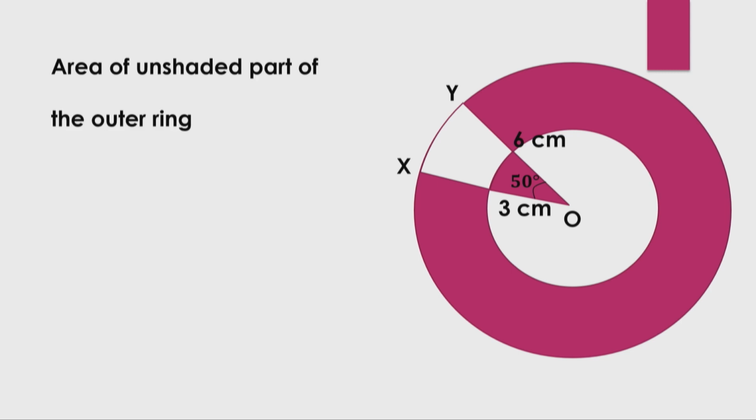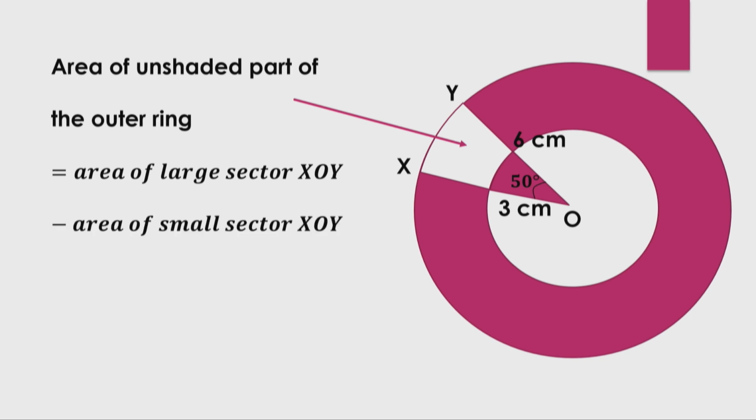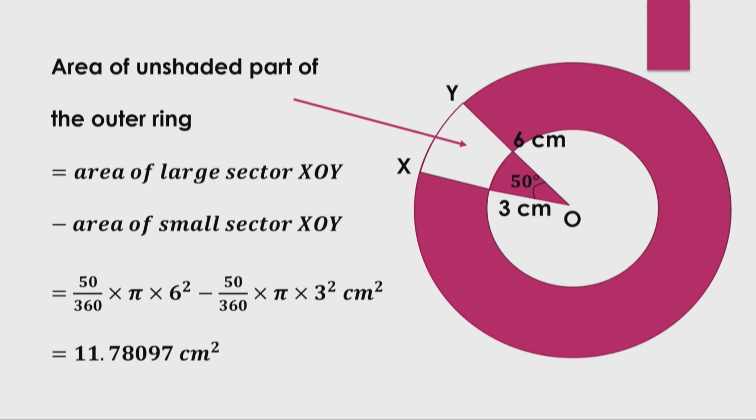Area of unshaded part of the outer ring is equal to area of large sector XOY minus area of small sector XOY, which is equal to 50 over 360 multiplied by pi multiplied by 6 squared minus 50 over 360 multiplied by pi multiplied by 3 squared centimeters squared. Evaluating this, we get 11.78097 centimeters squared.